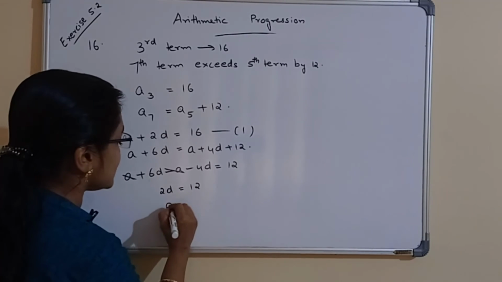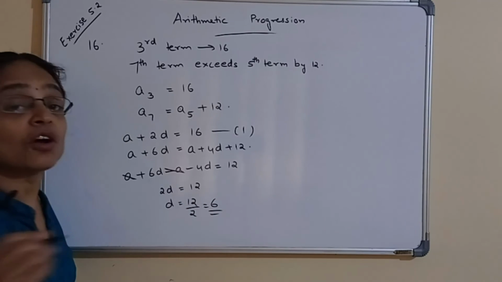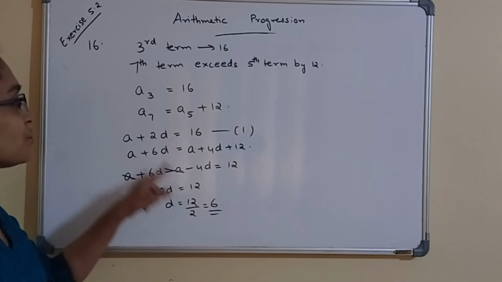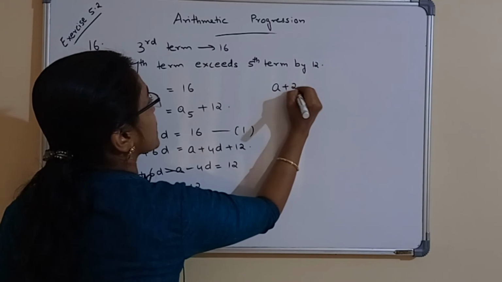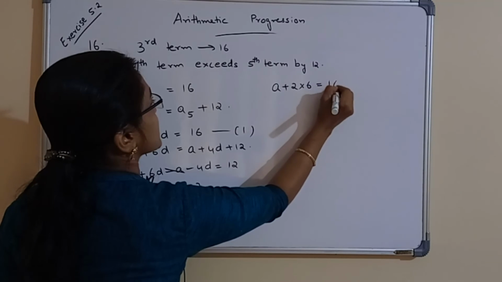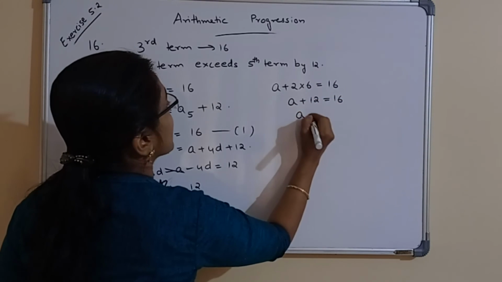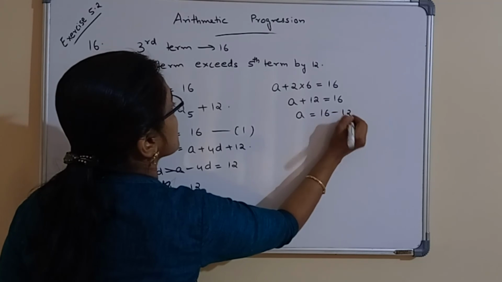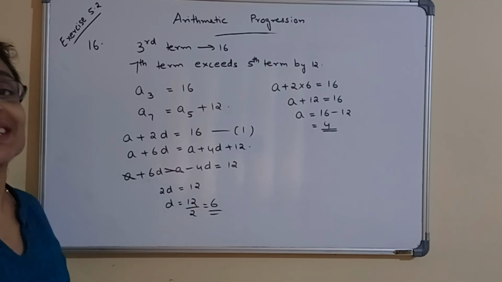Which means D is equal to 12 by 2, which is equal to 6. So we got D as 6. Now substitute this D in equation 1. We'll get A plus 2 into 6 is equal to 16, which means A plus 12 is equal to 16. So A equal to 16 minus 12, which is equal to 4. So we got A as 4 and D as 6.